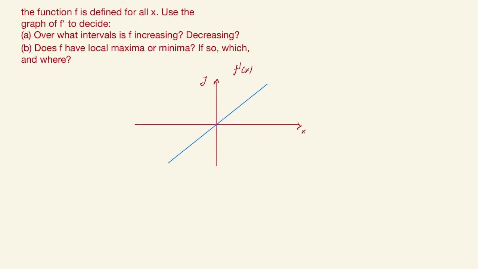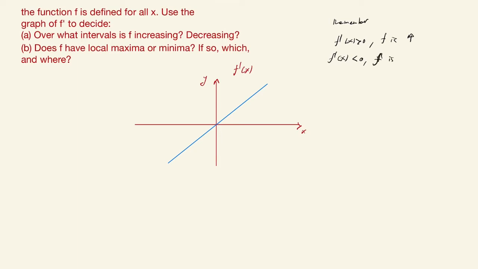The function f is defined for all x. Use the graph of the first derivative to decide (a) over what interval f is increasing or decreasing, and (b) does f have a local maximum or minimum, and if so, which and where. We are given the first derivative. Notice this is the graph of the first derivative, not the graph of the function of x.